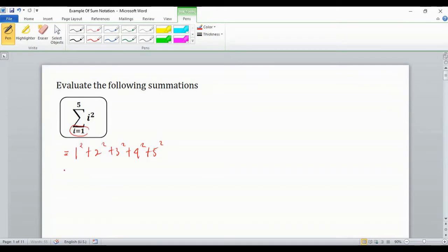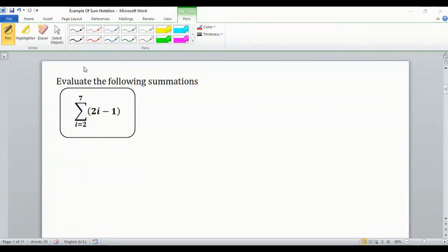So from here we can calculate them to get the result. 1 plus 4 plus 9 plus 16 plus 25. 25 and 25 is 50. So this one is 55. So remember, you start with the starting point and then go until the limit, the upper limit.